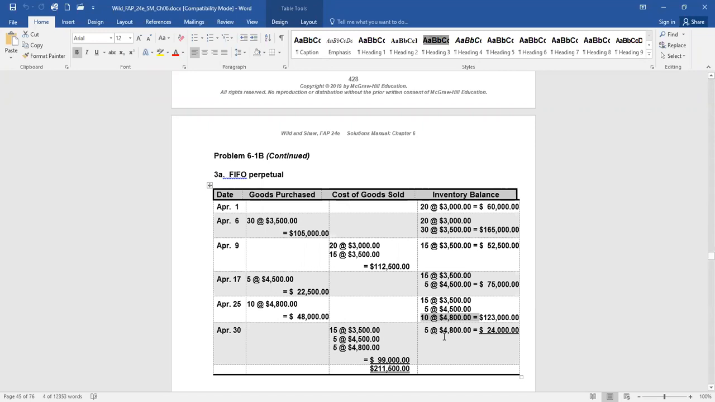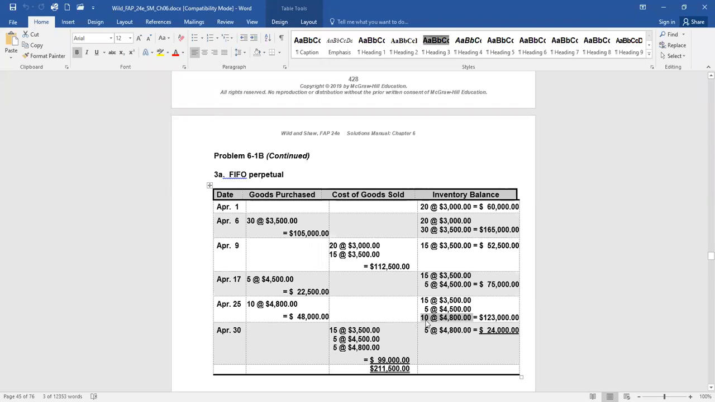Well, first items in are the first ones sold. So we have to remove 25 coffee cups. So these first 15 are removed first. Then we say, okay, what's next? These 5 at $4,500. So we're removing the oldest inventory, and then 5 more we need to remove, 5 of the ones that cost us $4,800. So if you multiply those out, add them up, $99,000.